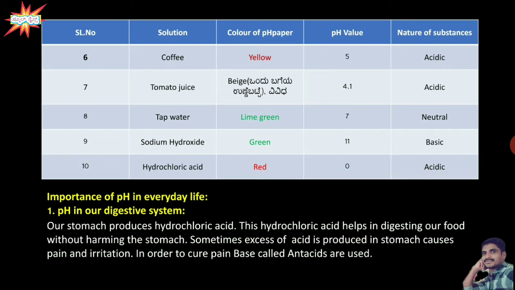And in the same way, hydrochloric acid, as we know, is an acid. That's why the pH paper is red in color. The pH value is 0. 0 is the most powerful acidic nature.